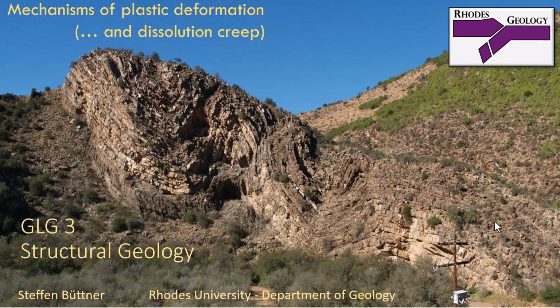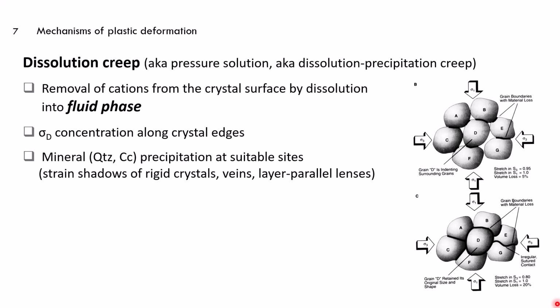Ladies and gentlemen, this is the second part of our chapter on mechanisms of plastic deformation, and now we are going to talk about dissolution creep. Dissolution creep is also commonly known as pressure solution or as dissolution precipitation creep, which describes in broad terms what is actually happening during this process.